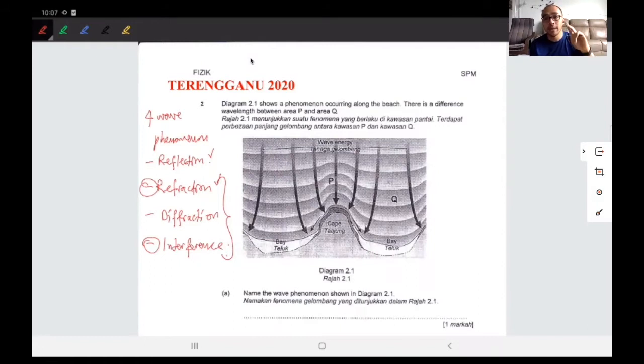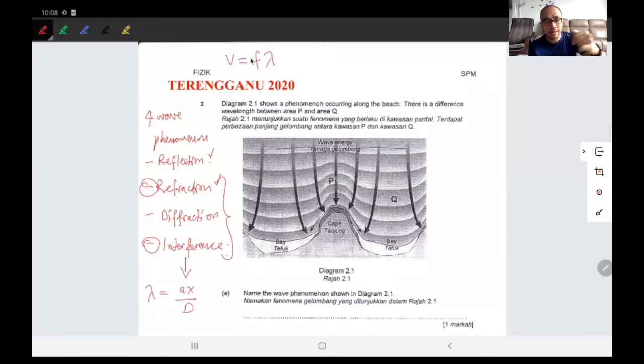Another thing that we should know is that in the wave topic, there are only 2 formulas. Number 1 is what we call the wave equation: V equals to F lambda, velocity of the wave equals to frequency times the wavelength. The second formula is specific to interference only, which is lambda equals to AX over D. So there are only 2 formulas in wave.